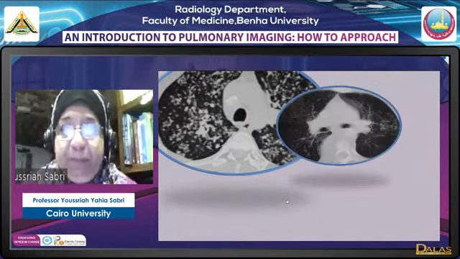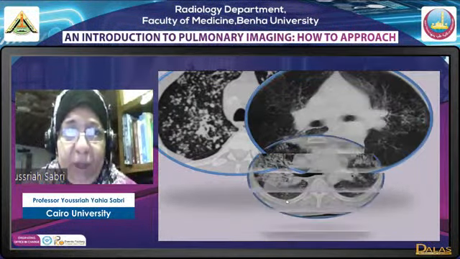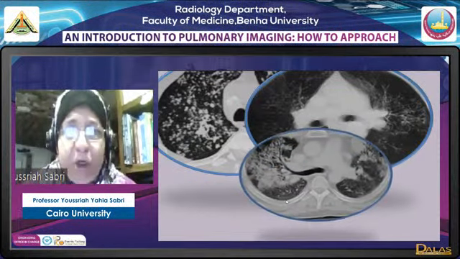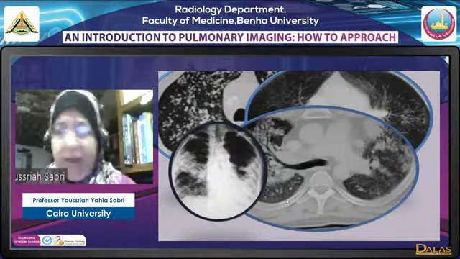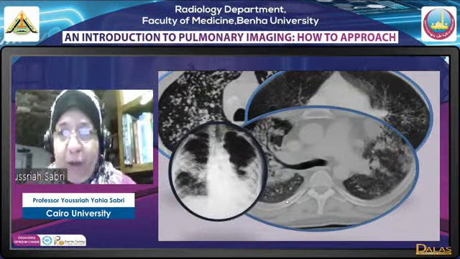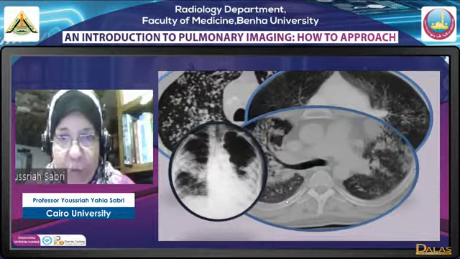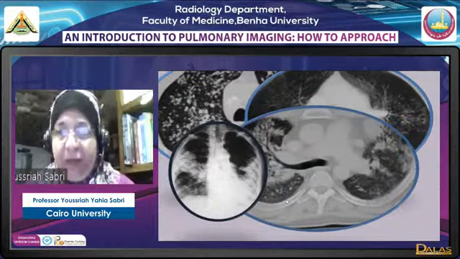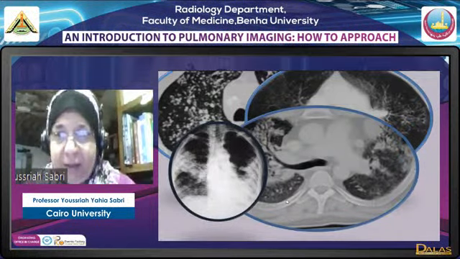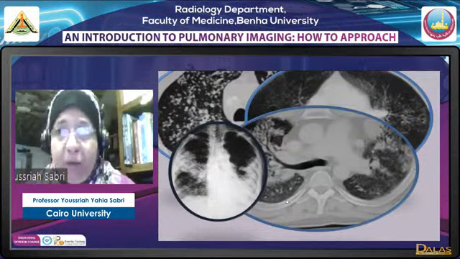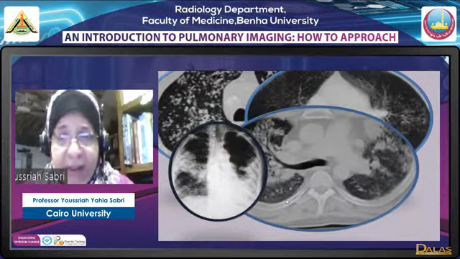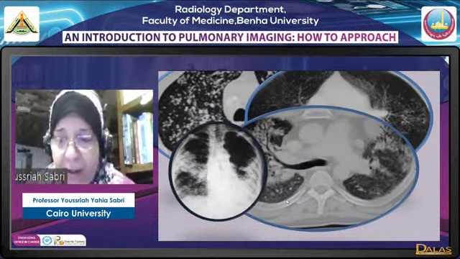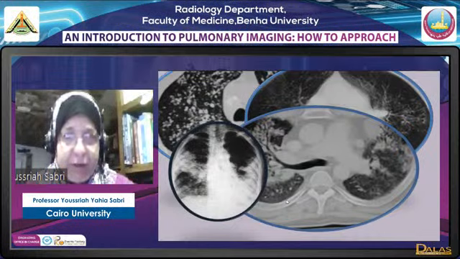Acinar opacities, patchy opacities with air bronchogram, patchy opacities without air bronchogram. And by the way, what's air bronchogram? Air bronchogram is when we see the blackness inside the bronchi surrounded by opacification. This opacity surrounding the air bronchogram means that I'm dealing with a lung opacity. This lung opacity could be consolidation, could be collapse. Some malignancies may simulate this appearance, in cases of adenocarcinomas and lymphomas, etc. Sometimes.